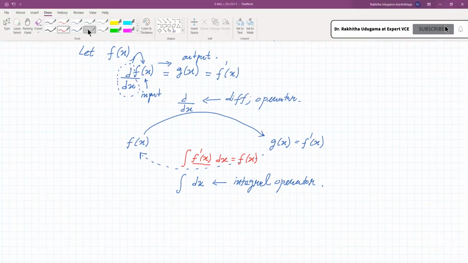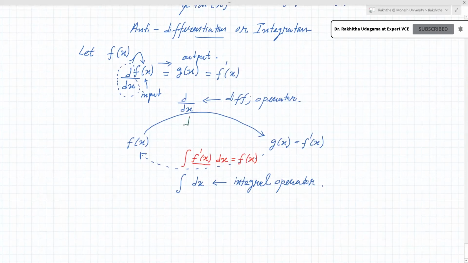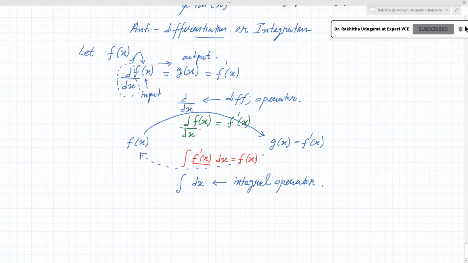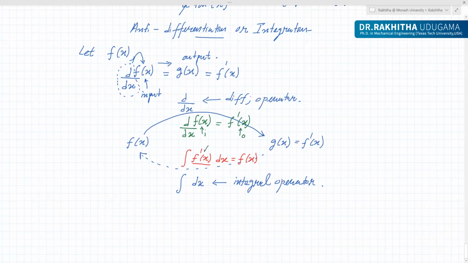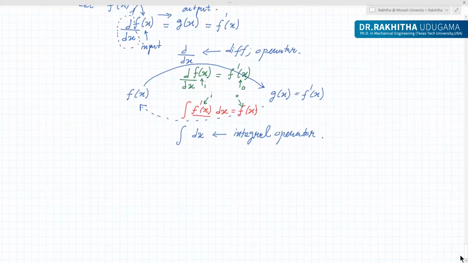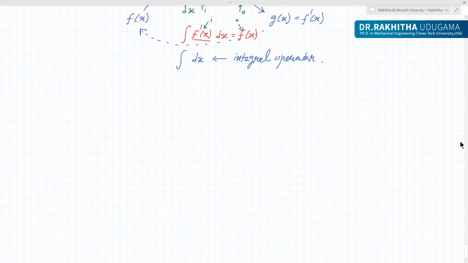Similarly, in differentiation, we use this differential operator, d/dx, and we acted that on the f(x) function, then we got f dash x. So here, this would be your input, this would be your output. In this case, this would be your input, and this would be your output. So you can see from this picture, it's a reverse process. Integration is the reverse process. Physically, the meaning is different, but I will teach you that later. For now, just understand the concept.